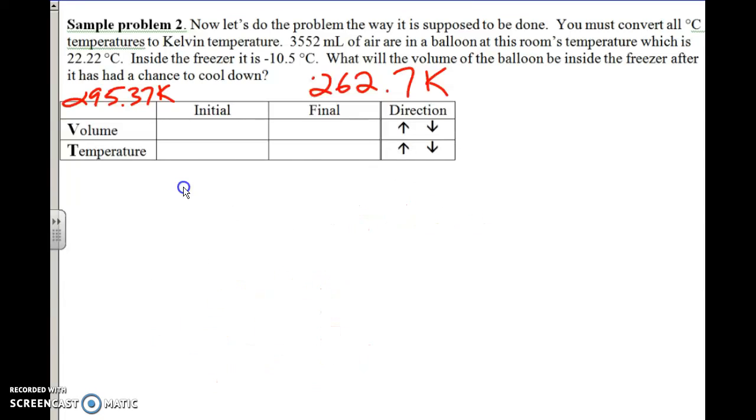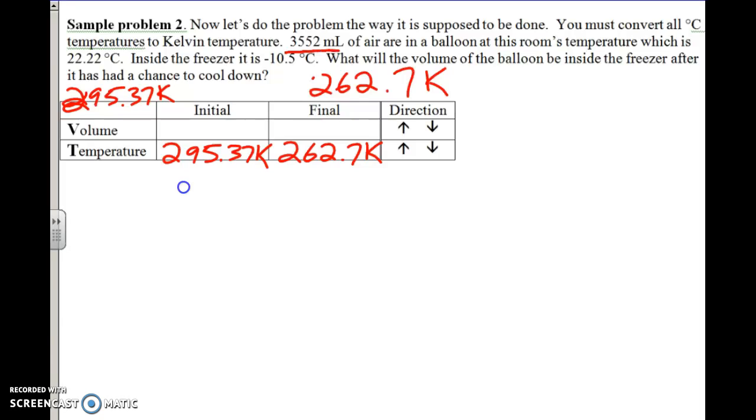So we just did step 1. Step 2 says that we should fill in the data table. So this is our initial temperature, 295.37 Kelvin. And we're going to go to 262.7 Kelvin. So we're sticking this balloon in the freezer, and we want to know what's going to happen to its volume.